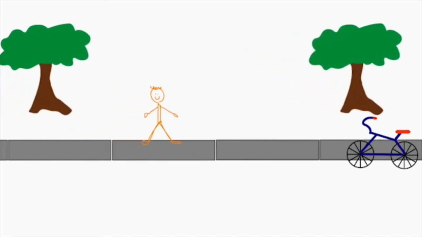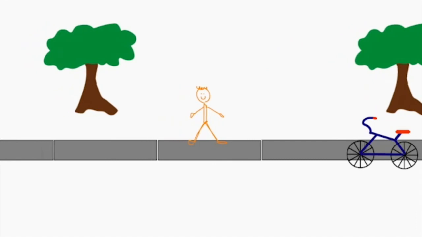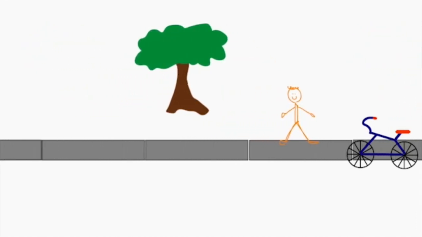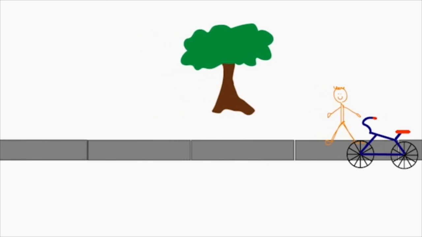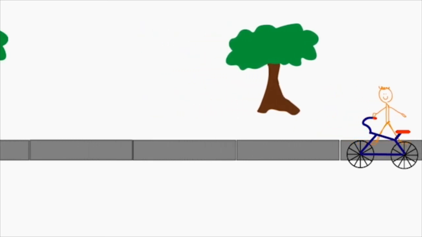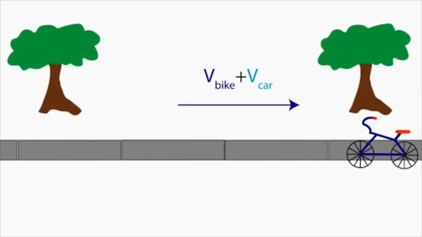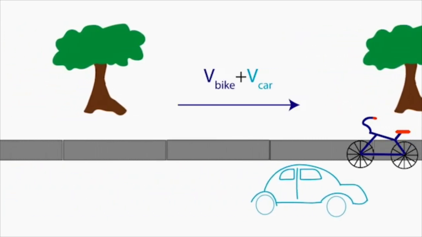The bike sees itself as stationary and sees the world around it moving to the right. To the bike, the observer on the sidewalk appears to be moving to the right with a speed of v bike. The car was moving to the right relative to the reference frame of the observer standing on the sidewalk. So to the bike, the car looks like it's going even faster to the right, with a total speed of v car plus v bike.